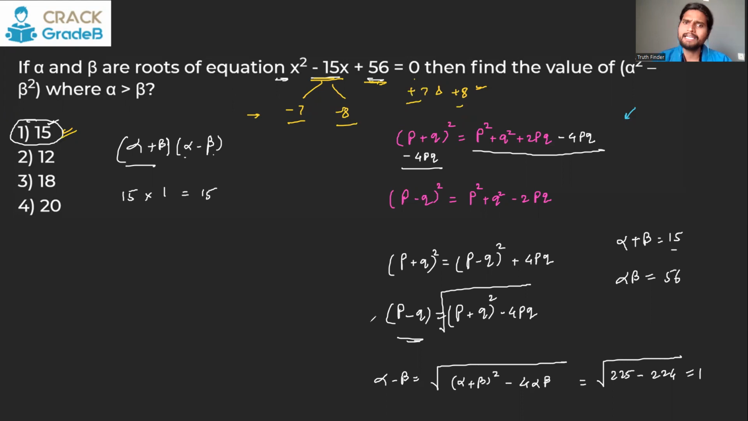So what we do is we directly memorize this final result. If you want the subtraction of the roots, then it will be under root of addition square minus 4 times of product. So you can just memorize this end result. Don't have to derive this all the time. Got this? Okay, let's see one more.